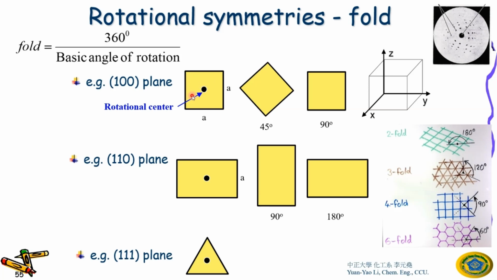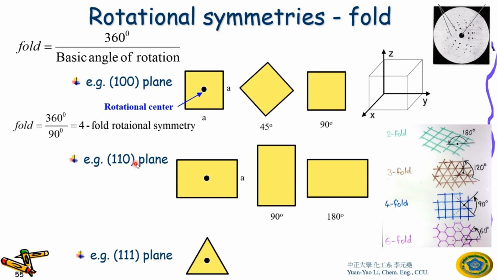So you rotate 90 degrees. So what will this answer be? This answer will be 4 folds: 360 divided by 90. Because once you rotate 90 degrees, it becomes the original shape. And this is what we call 4 folds. So you can rotate this, and we'll see that if you rotate 90 degrees, that means you are looking at the 100 plane.